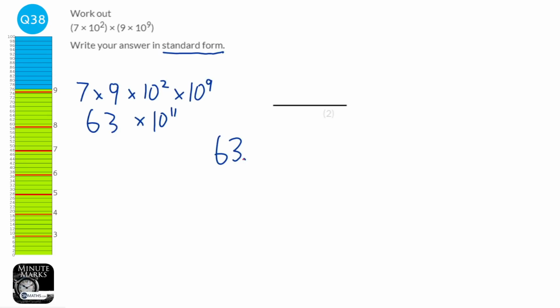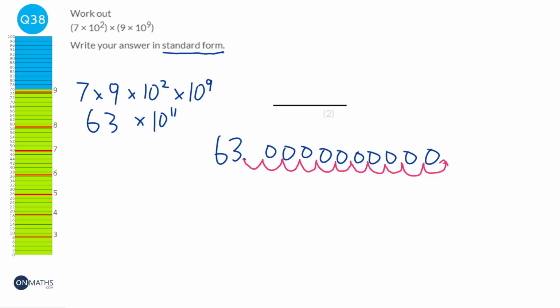So here we've got 10 to the power of 11. So it'd be 1, 2, 3, 4, 5, 6, 7, 8, 9, 10, 11. We fill these all out with zeros, and that's the number we've created here. A lot of zeros. Now, to make it a number between 1 and 10, not including 10, the decimal point needs to be here. So we want that to end up with 6.3 times 10 to the power of, well, let's work that out now.